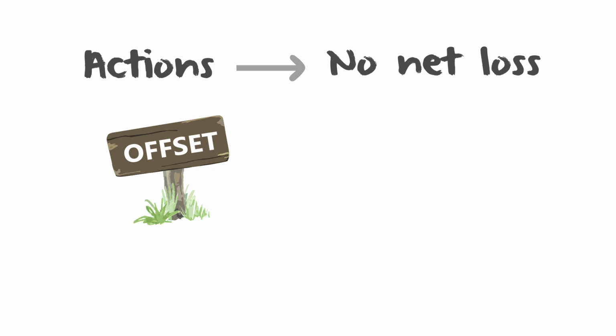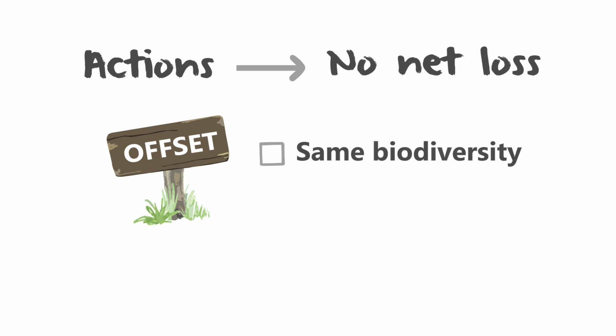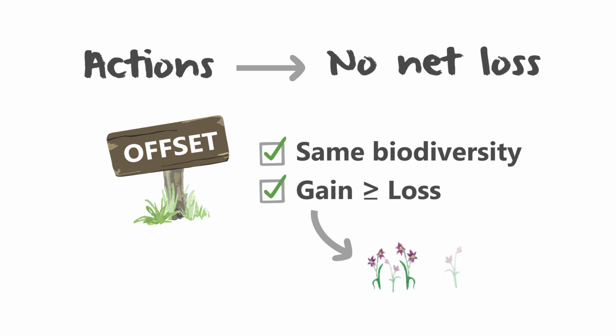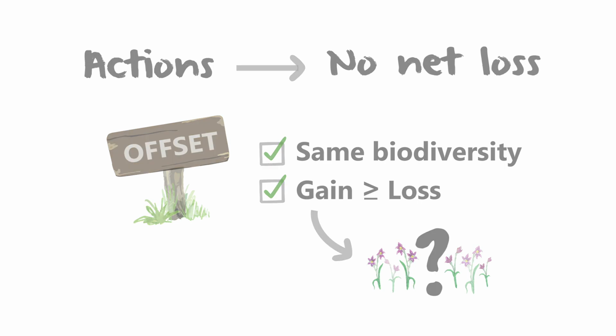Offsets are defined as actions designed to achieve at least no net loss of the target biodiversity. That means that not only do the offsets have to benefit the same biodiversity as that which suffered the loss, but the benefit or gain has to be at least as large as the loss. Estimating the size of an anticipated gain from an offset action is not as straightforward as it may seem.